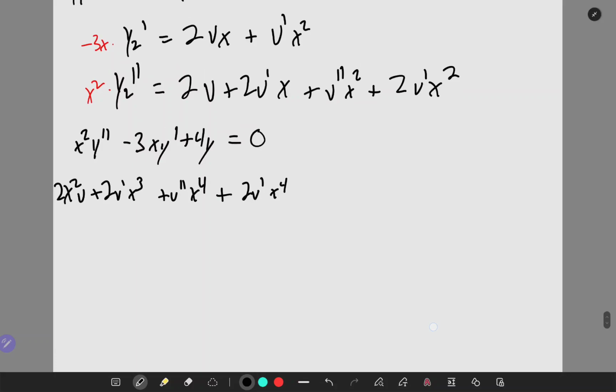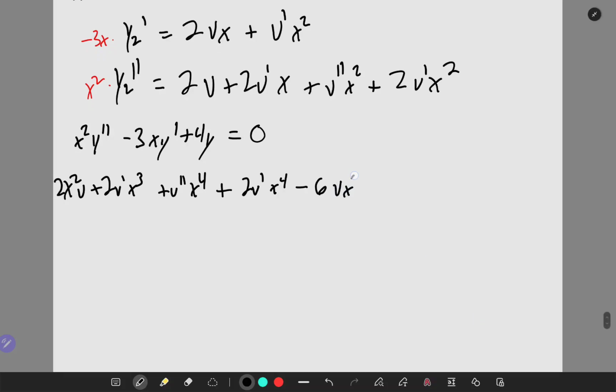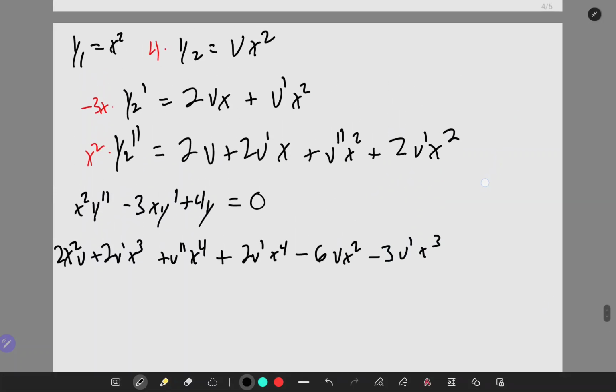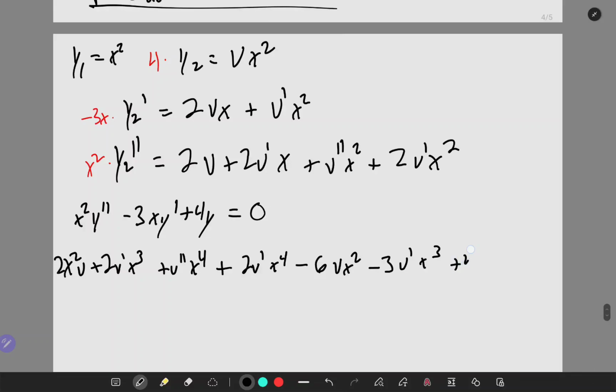Now we have the second term, so this is going to be minus 6. I'm multiplying negative 3x by this term here. So that's negative 6v x squared minus 3v prime x cubed. And we have one term left, plus 4vx squared is equal to 0.